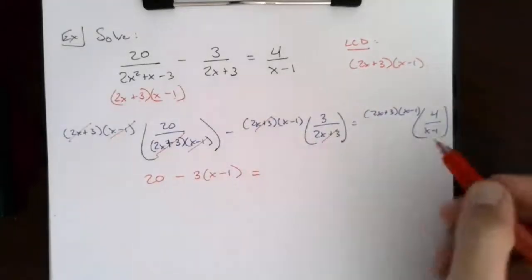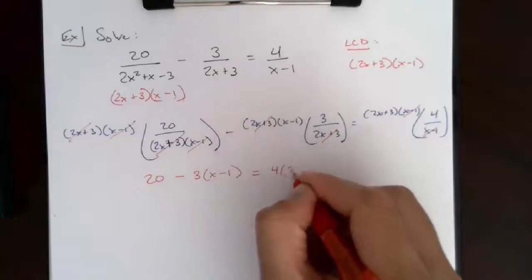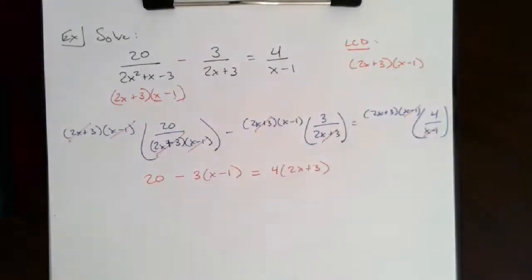And it's equal to, here, the x minus 1's will cancel, and you have 4 times the 2x plus 3. And your fractions are gone. That's why we did this, to clear fractions. Once you've cleared fractions, now you solve as you normally would.